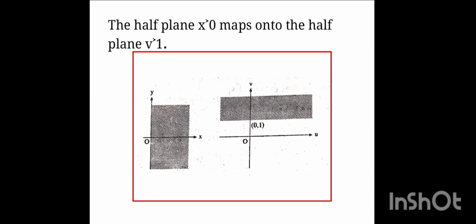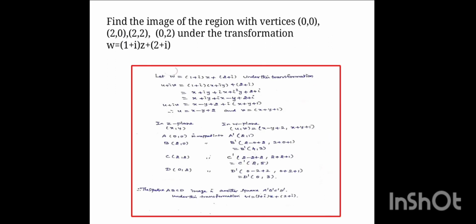Okay. Next example, find the image of the square region with vertices (0,0), (2,0), (2,2), (0,2) under the transformation w equal to (1 plus i) z plus (2 plus i). Take the vertices A, B, C, D. A means (0,0), B means (2,0), C means (2,2), D means (0,2) in the z plane. So under the given transformation w equal to (1 plus i) z plus (2 plus i).